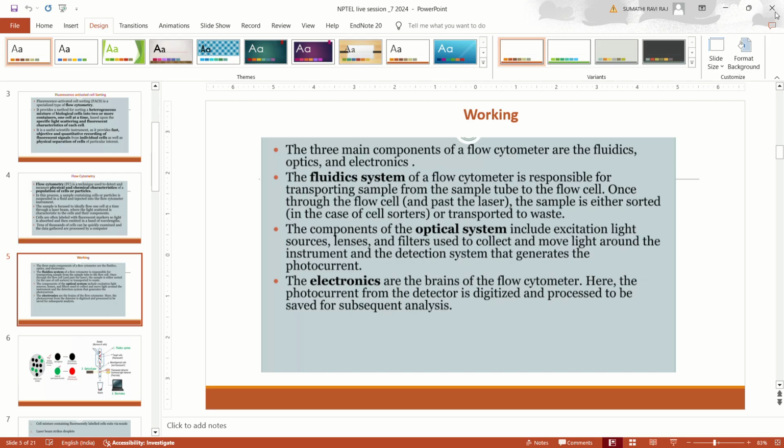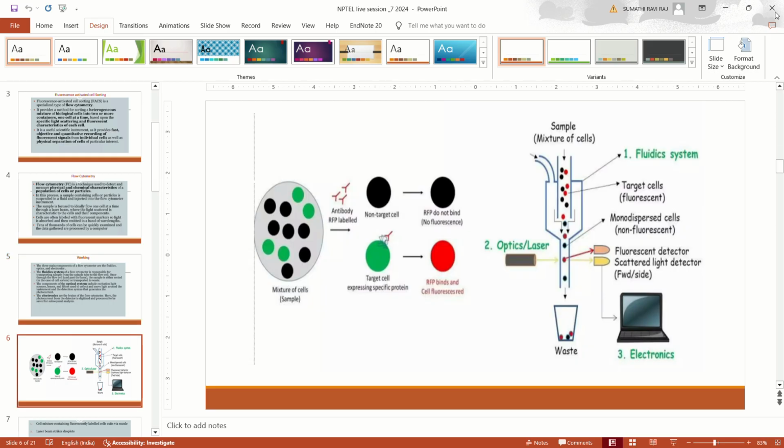Then you have your optical system, which includes your source light, your lens, and the filters, and also the detector, which will convert the signal into a photocurrent. Now your photocurrent has to be digitized and analyzed. That will be done by your electronics. Then you can further do your particular analysis, depending on your experiment, or if it is just to separate your cells, isolate your particular type of cells.